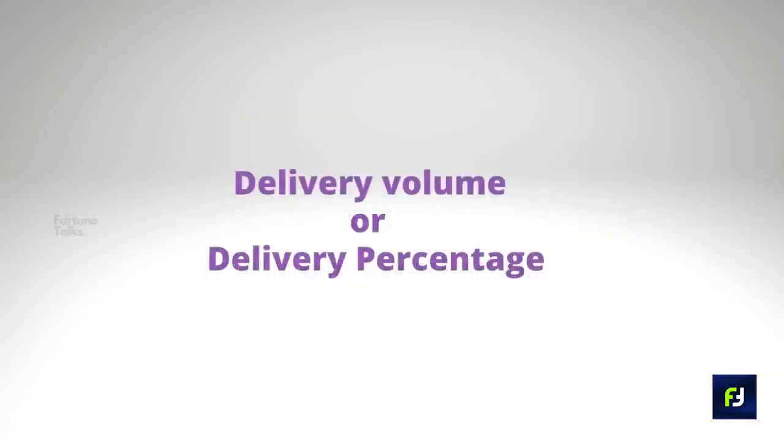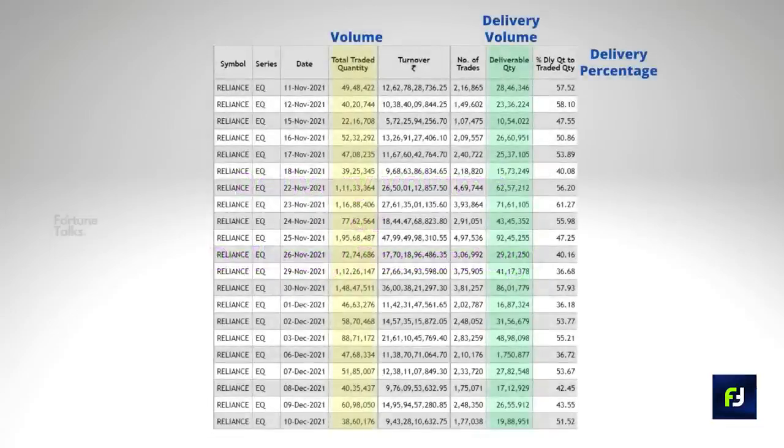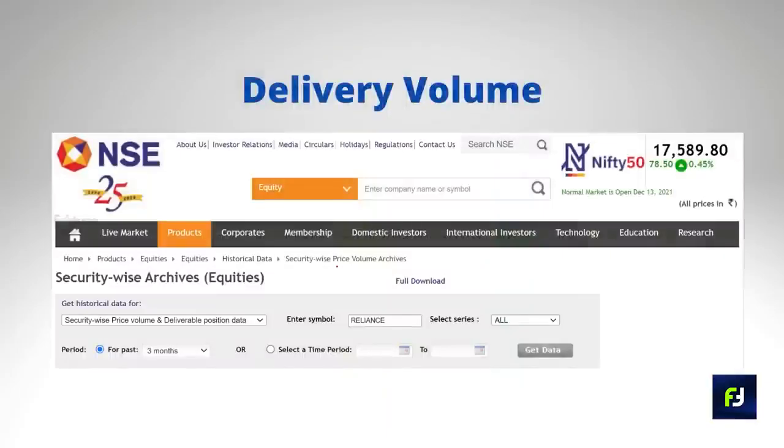And here, we need to go through both these parameters, because the delivery volume would also include the BTST trades, that is buy today, sell tomorrow trades, which will not give the correct picture. So we also have to keep an eye on the delivery percentage. But now, since the BTST trades are stopped, we can consider any one of them. You will get the delivery volume details on the NSE website. I will put a link to it in the description box.